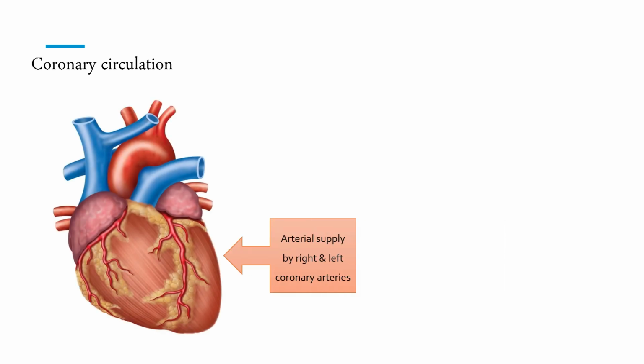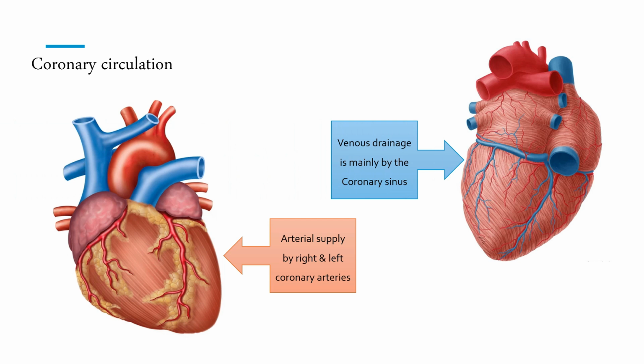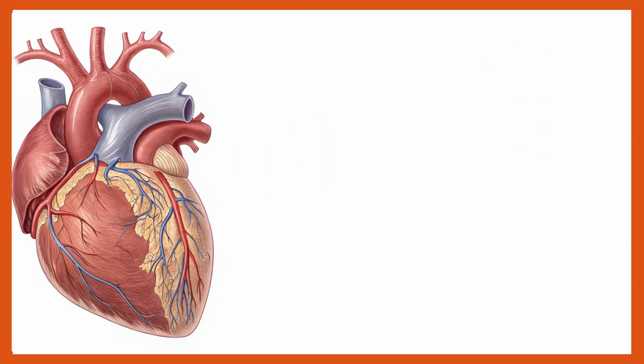Coronary circulation is about the arterial supply and venous drainage of the heart. The arterial supply is mainly by the right and left coronary arteries, and the venous drainage is mainly by the coronary sinus. The heart is mainly supplied by two coronary arteries, that is the right coronary and the left coronary artery. Only the inner 75 to 100 micrometers of the endothelial surface of the heart gets nutrition directly from the blood in the cardiac chambers.